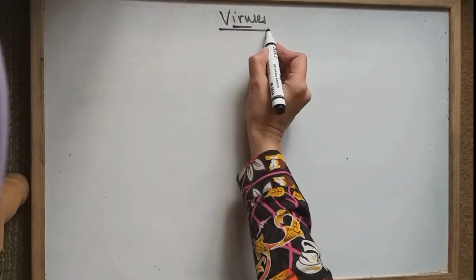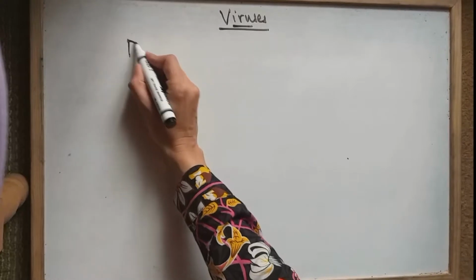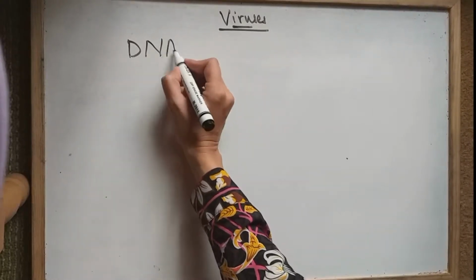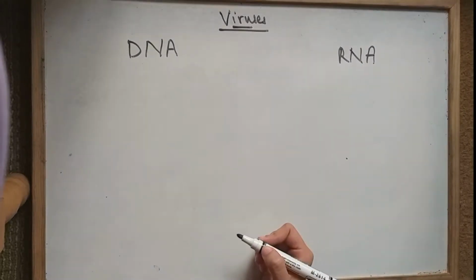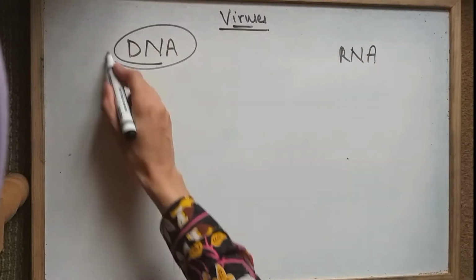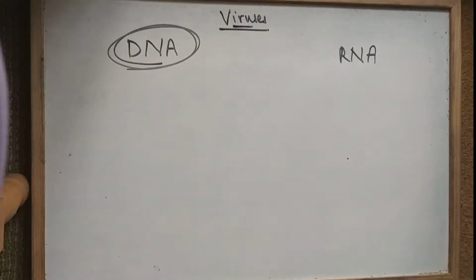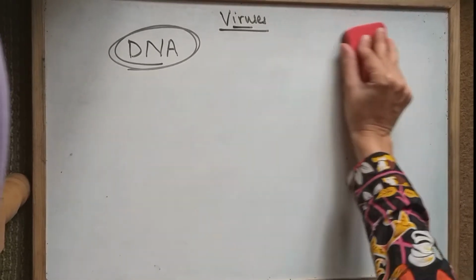We'll be doing the classification of medically important viruses. There are two groups depending on the nucleic acids that they contain. You've got the DNA and the RNA viruses. In this video, we will only be speaking about the DNA viruses, and in the next video, we'll continue with the RNA.